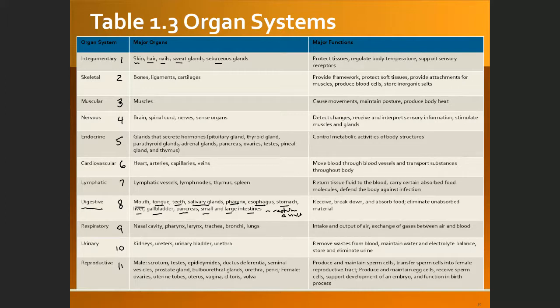The second, the skeletal system, consists of organs called the bones. There are 206 bones that make up this skeletal system, and each bone has a name. What is the function? The function is to provide the framework, protect the soft tissues, provide attachment for muscles for movement, produce blood cells, and also store some inorganic salts like calcium. So that's the skeletal system.